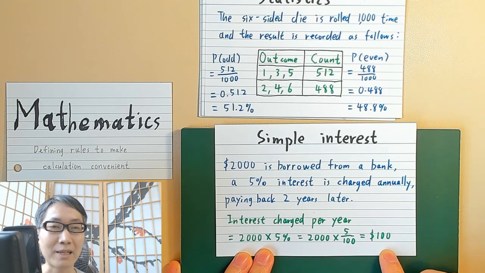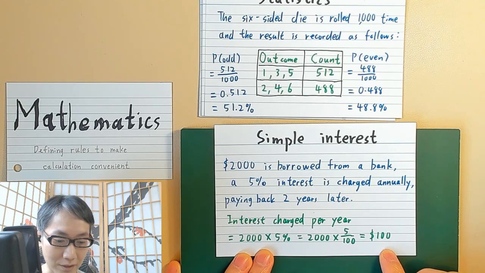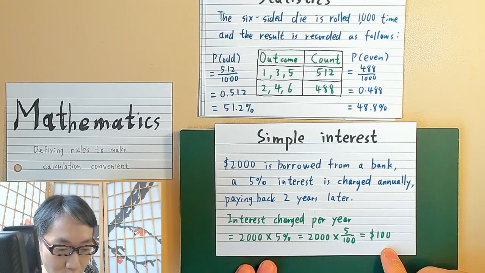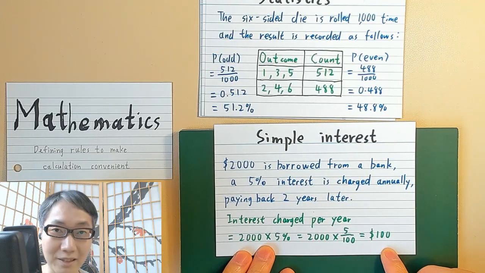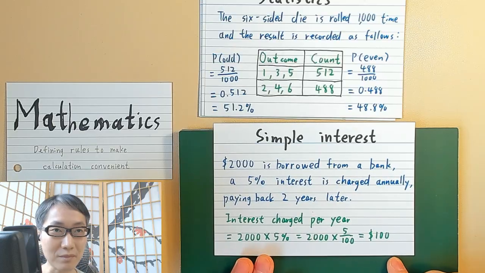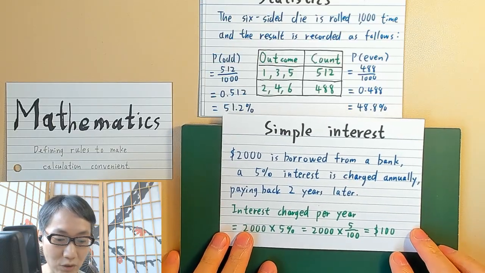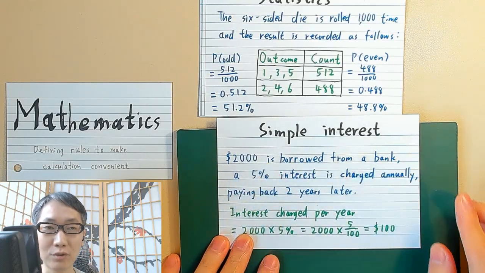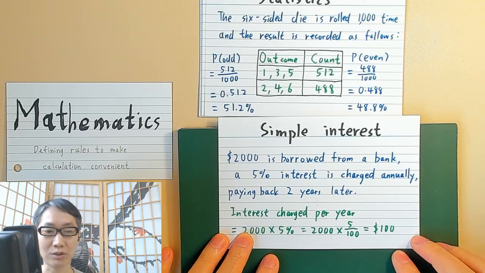So during the payback, the small business will have to pay back $2,200 to the bank as a total. 2,000 is the original amount borrowed, and 200 is the interest charged.